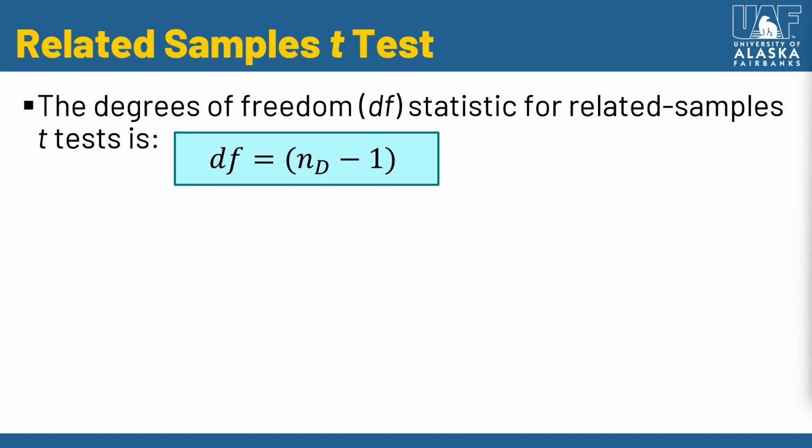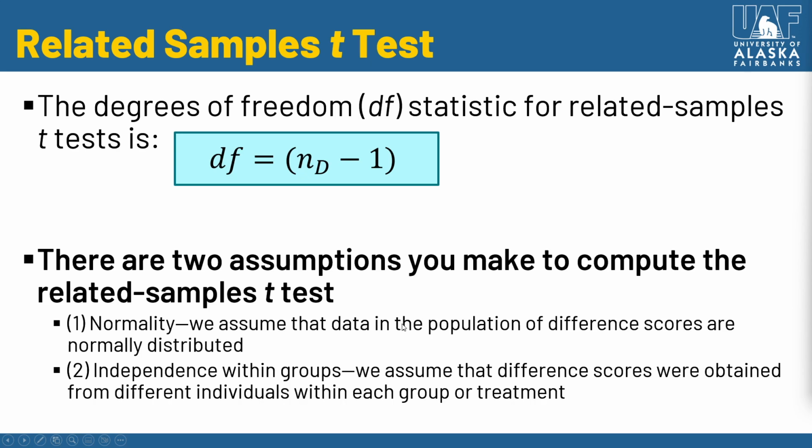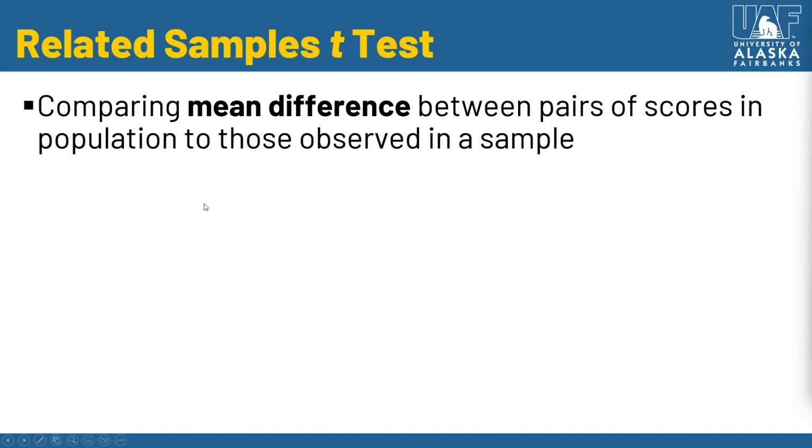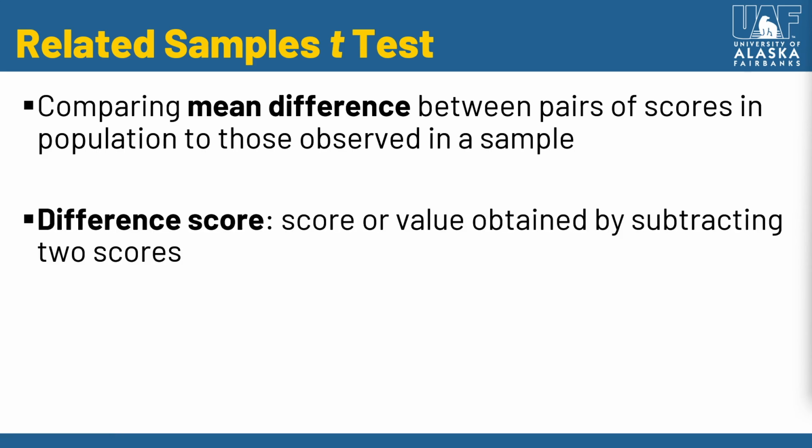So the degrees of freedom here, n sub D minus 1. Basically, same thing as always. Two assumptions, we'll make them. So comparing the mean difference between pairs of scores in the population to those observed in the sample. That's wordy. Basically, let's get down to brass tacks.